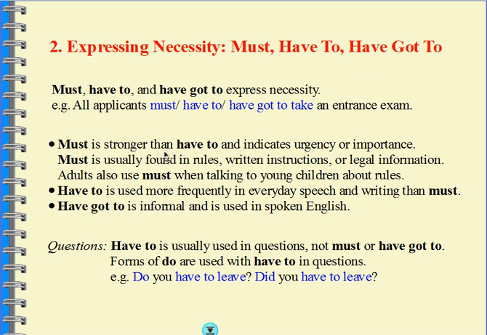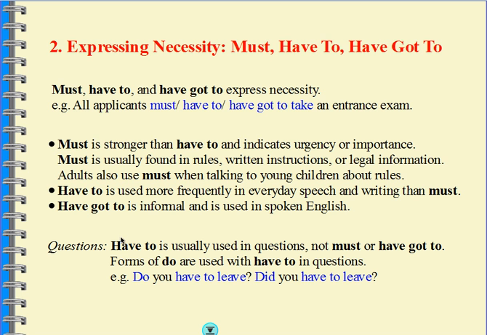However, must is stronger than have to and indicates urgency or importance. Must is usually found in rules, written instructions, or legal information. Adults also use must when talking to young children about rules. Have to is used more frequently in everyday speech and writing than must. And have got to is informal and is used in spoken English.